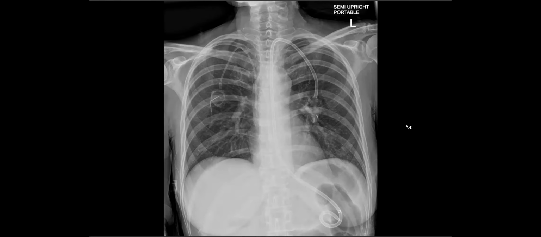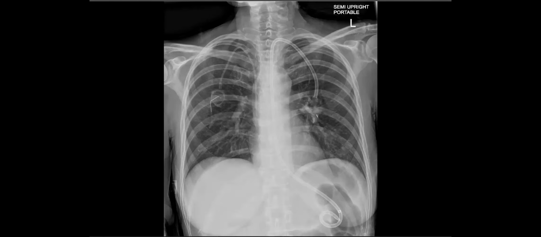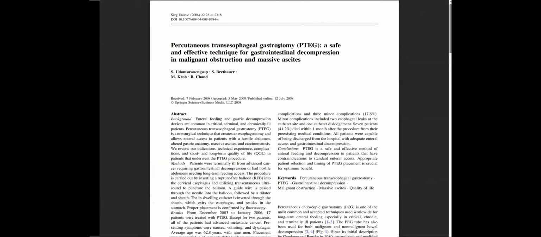Wait, where's that going? I was like, what is that? Some cavity, some cystic lesion in the lungs? No, I found out that this is a percutaneous transesophageal gastrostomy tube.